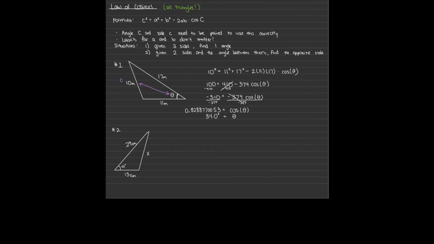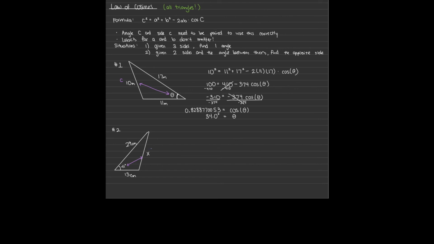So situation 2 is given two sides and the angle between them. What I mean by that is I've got my side 29, my side 13, and the angle between them is 41 degrees. So that's my given information. If that's the case, I am able to find the opposite side, which is our missing value x. And so just like before, start by looking at your side angle pair. Be very clear that is your lowercase c side and your capital case C angle, and then work from there.